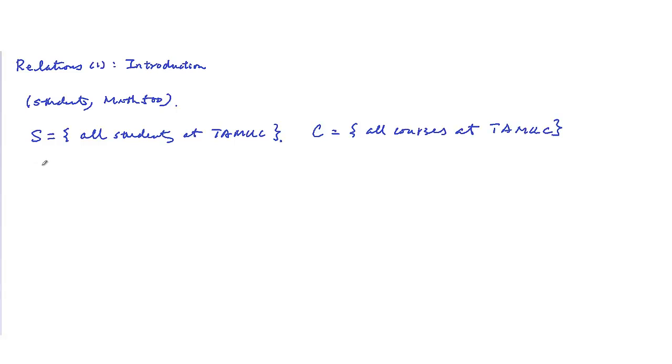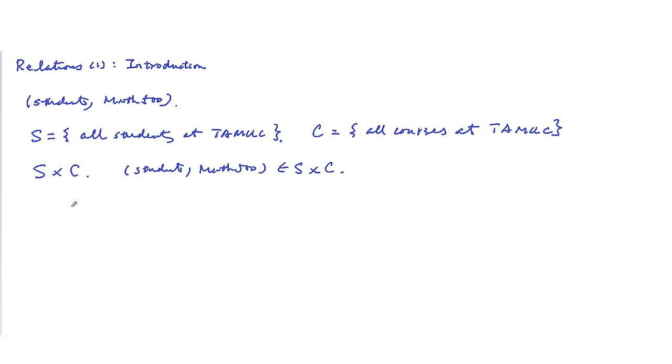So we may say define S to be the set of all students at TAMUC, and then C to be the set of all courses at TAMUC. Then you know the Cartesian product S cross C. We learned it before. And then a student related to Math 500 is just a point.